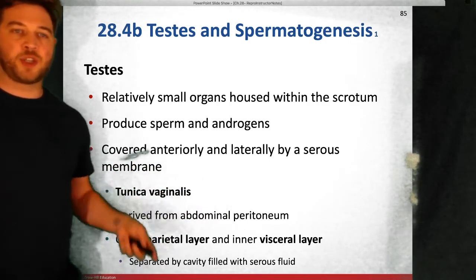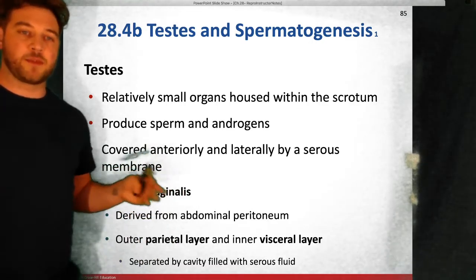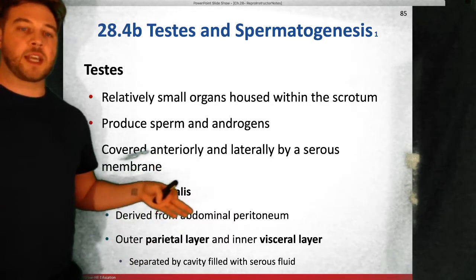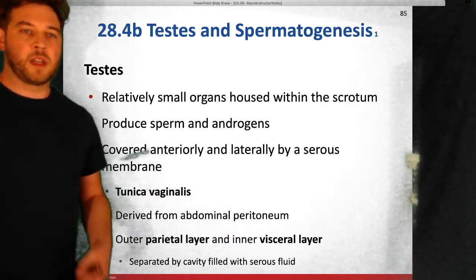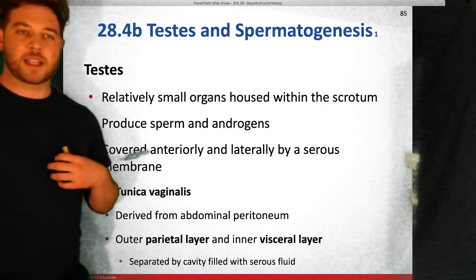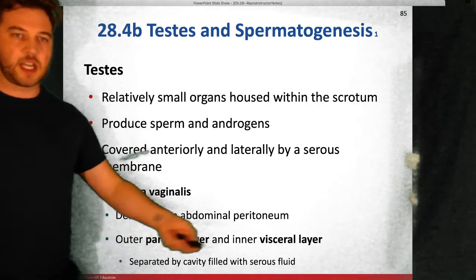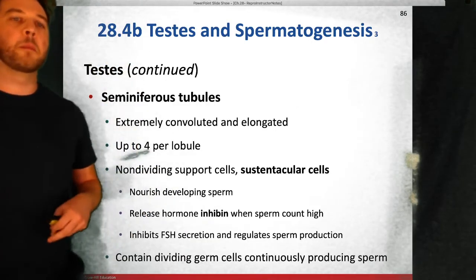Not going to get too in depth into this, but just recognizing, how many times have we seen a cavity that has a parietal and a visceral layer with serous fluid in between? This has been in the testicles. We've seen it in the abdominopelvic cavity, within your thoracic cavity, inside of your heart. This is a common structure, right? This is a common motif that's repeated over and over.